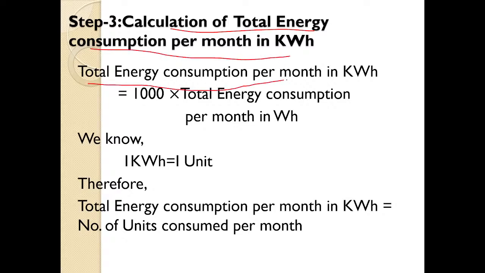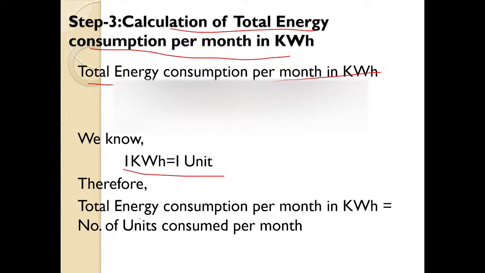Total energy consumed per month in kilowatt hour is equal to what? 1 over 1000 into total energy consumed in watt hour. So dividing watt hour by 1000 will give us kilowatt hour. Here we don't have values, so we are simply writing it down. 1 kilowatt hour is equal to 1 unit.